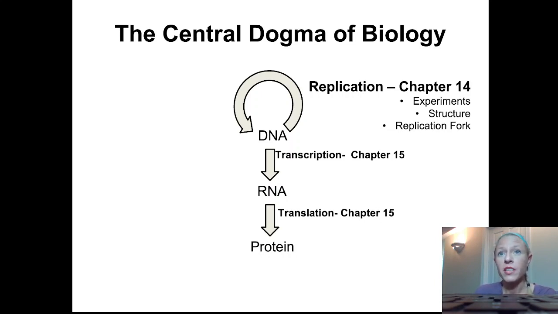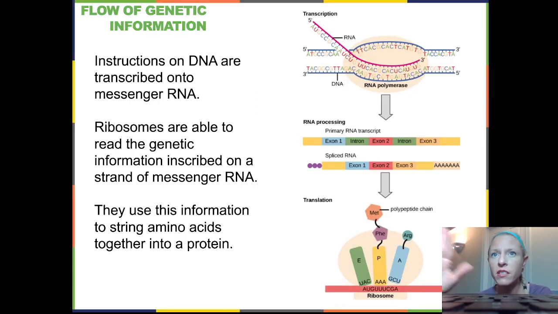But we're going to be discussing the replication element of this sort of central dogma, and I like this. It's a little more specific. So your instructions are on your DNA; they're written into your RNA. Then you have all this work going on with your RNA, and then we end up with a protein.